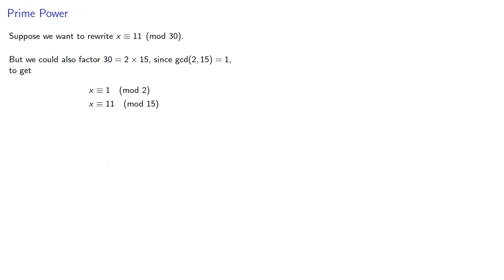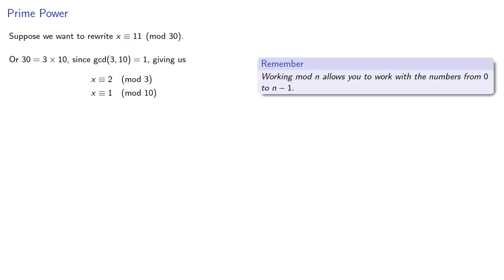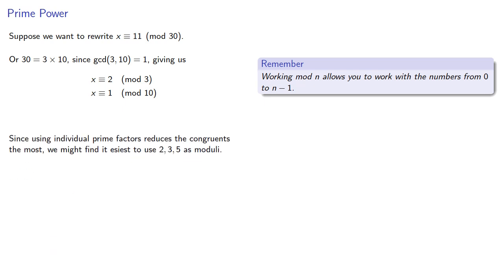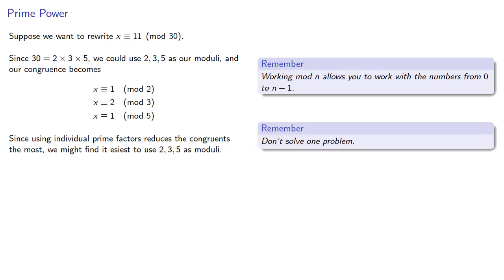And so there's a number of different ways we could do this, but remember, working mod n allows you to work with the numbers from 0 to n minus 1. Since using the individual prime factors reduces the congruence the most, we might find it easiest to use 2, 3, and 5 as the moduli. Now be careful, don't solve one problem.